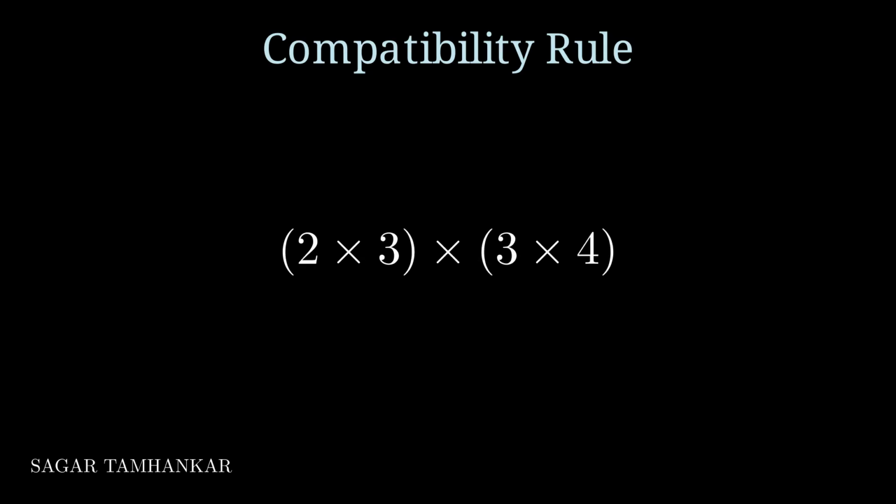Observe the orders carefully. The first matrix has order 2 by 3, the second matrix has order 3 by 4. The inside numbers match, therefore multiplication is possible. The outside numbers give the order of the product, therefore the answer will be a 2 by 4 matrix.